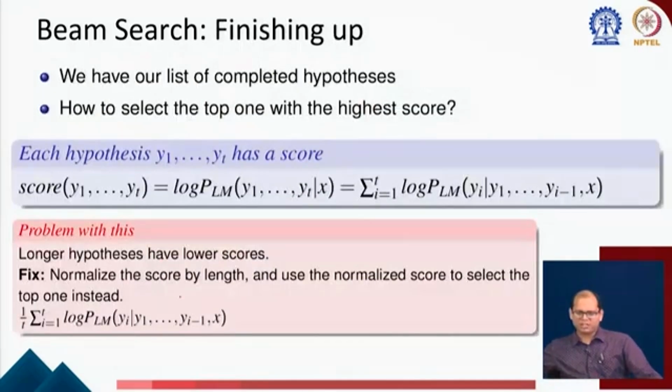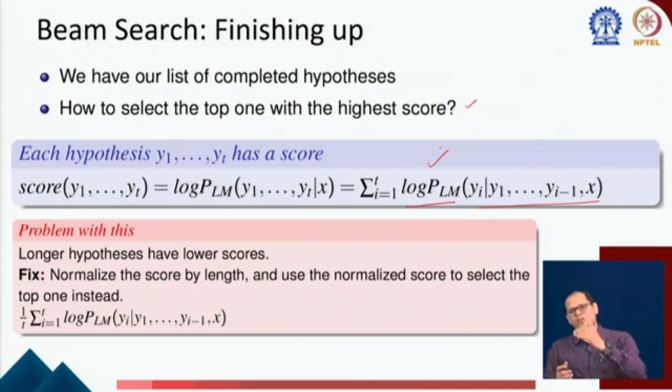Now, we have our list of completed hypotheses. How do we select the one with the highest score? You may have multiple hypotheses and they all would have some score. So, which one would you select? I am anyway computing the log probability of this entire sequence by summing over all time steps, right. I can find the one which has the highest log probability. The problem with this is that longer hypotheses would typically have lower scores. Okay. Why does this happen? Because we typically multiply probabilities, and each probability value is less than 1.